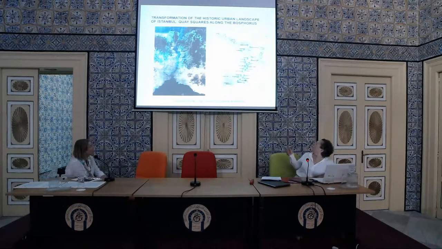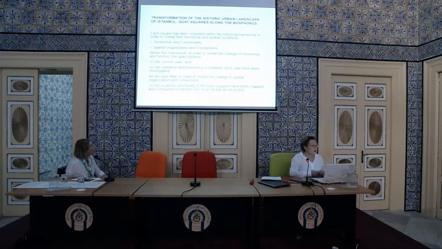Here we can see the quay squares of the Anatolian side and also the European side. Here you can see the Bosphorus. Each square has been reviewed within the following framework in order to reveal their function and spatial conditions: ownership and functionality, spatial organization and connections.